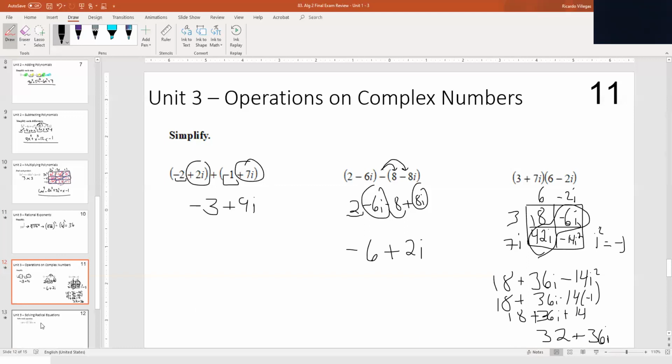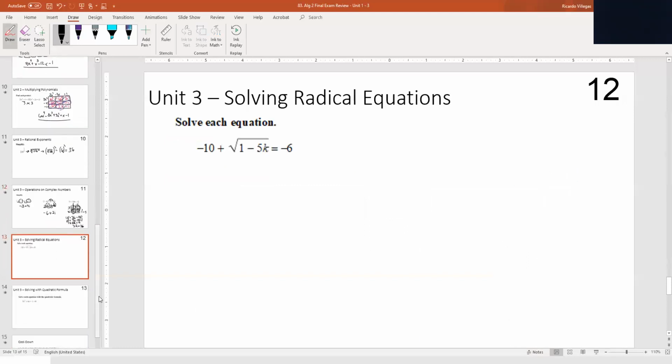Okay. All right, we have like 2 more problems, I believe. Yes, we do. So here we're solving this equation. And this is called a radical equation because we have a square root. So in order for us to be able to solve this, we need to isolate the radical. That means this -10 needs to be moved to both sides by adding 10 to both sides. These 10s subtract out. We get square root of 1 minus 5k is equal to -6 plus 10 equals to 4.